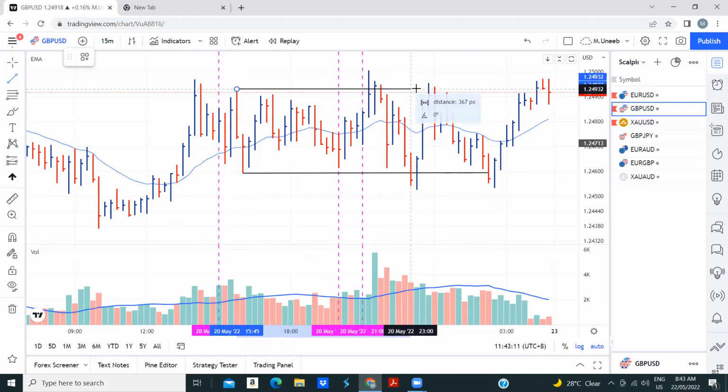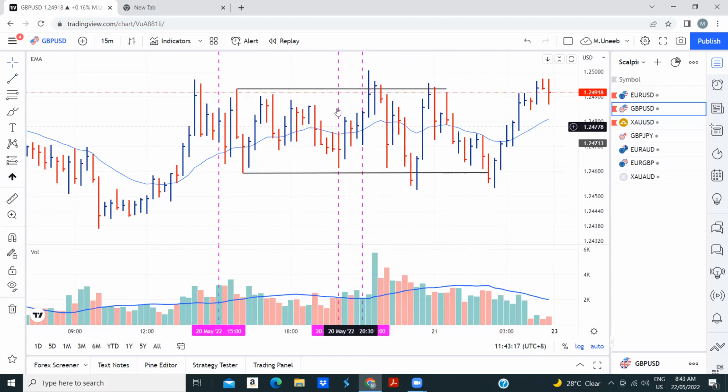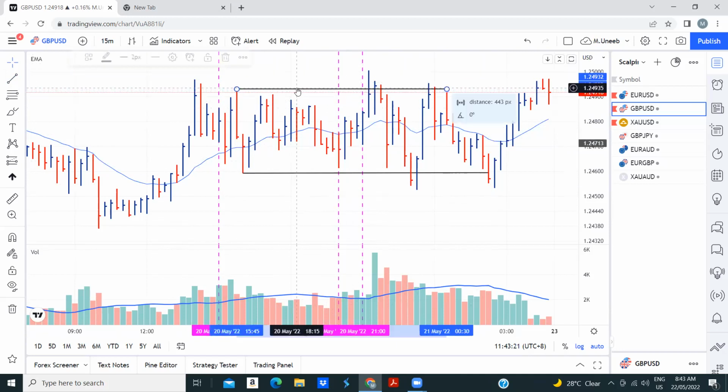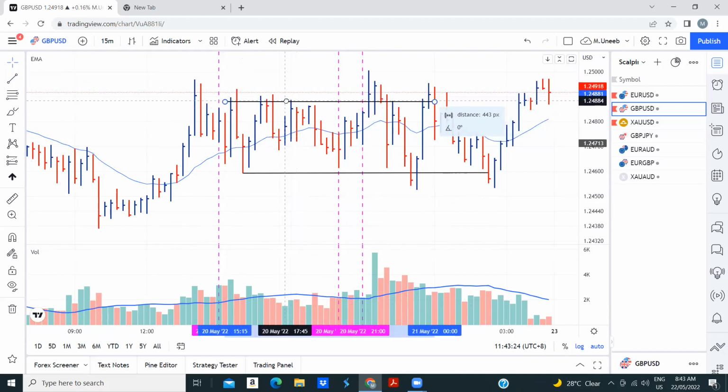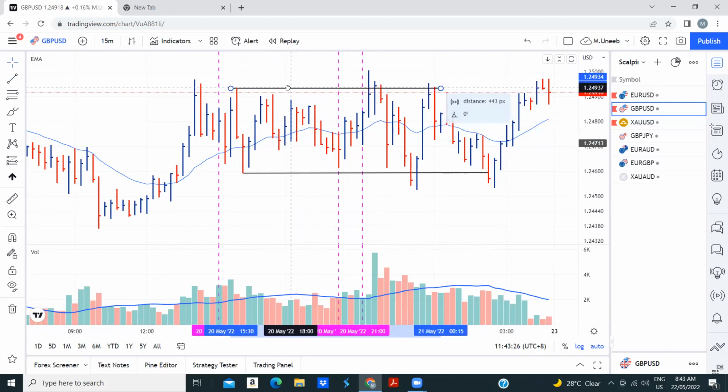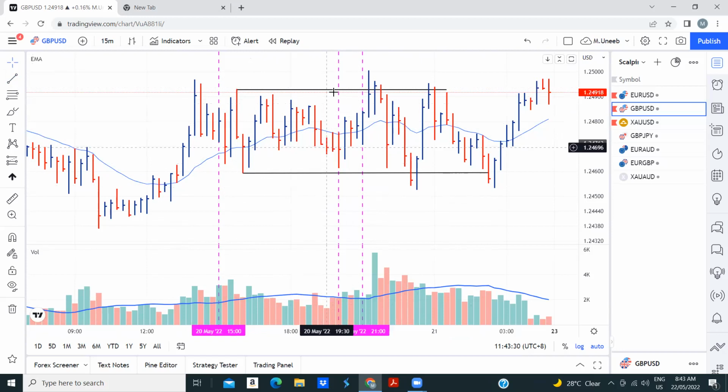Am I right? Yes. So obviously, at first we will draw this, and then as we move on, we will keep on adjusting it. Maybe at that time our high is this one, but later on as the price moves up, we have to adjust it. Got it? So once the market opens, we will determine the final point. Got it?